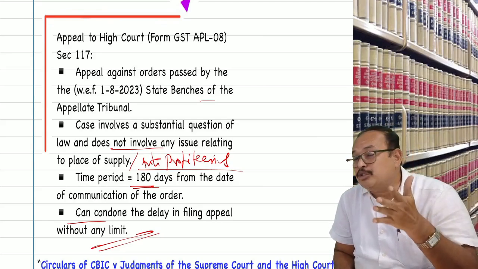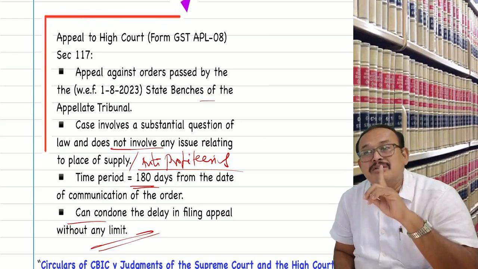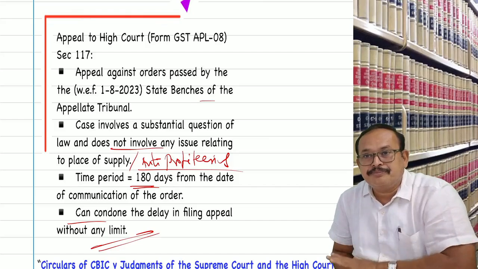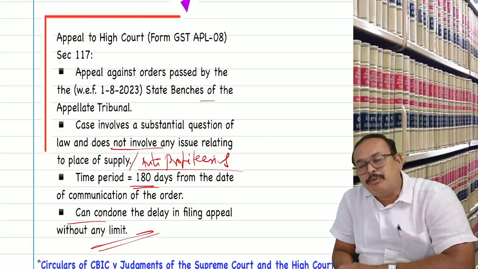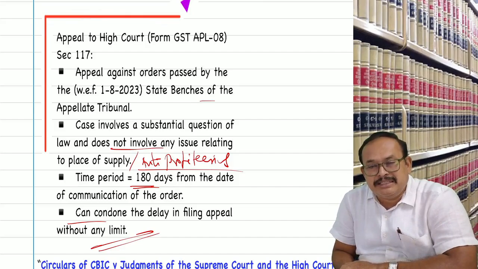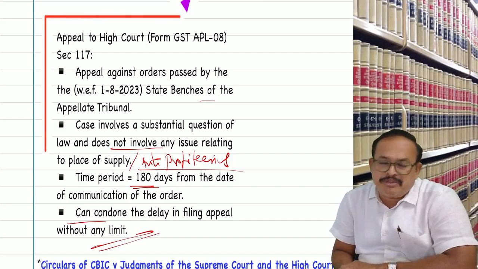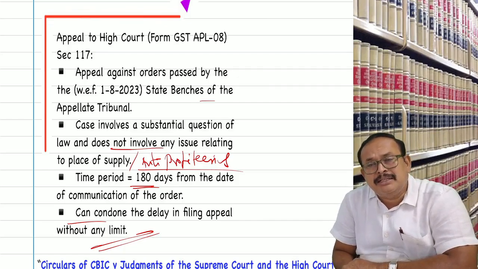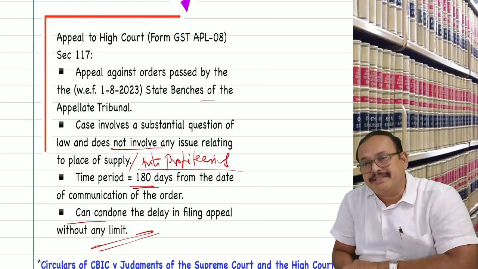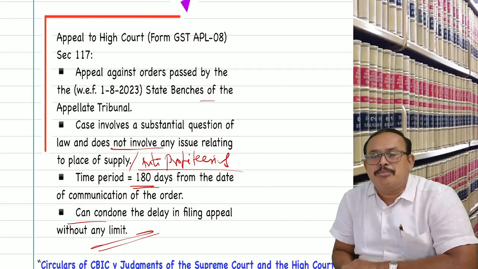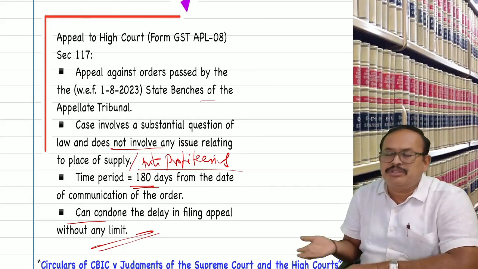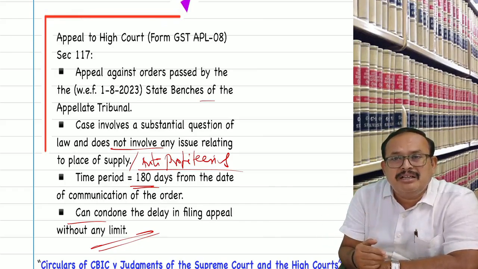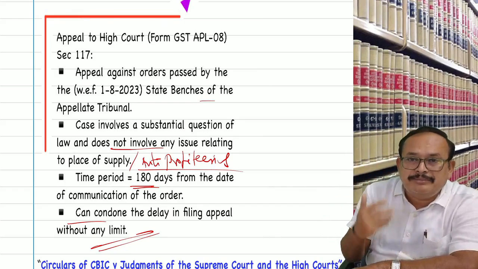Going for appeal to High Court, the time limit is there. How much? 180 days from the date of communication of the order, namely from the date of passing the order. Communication of the order and passing the order are two different things. Wherever I say passing the order, it means the judiciary passed the order, but if it is not properly communicated to the taxpayer, then how can the taxpayer go for appeal?